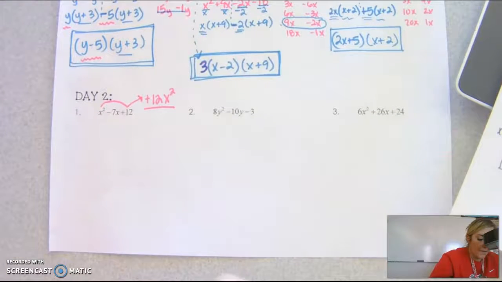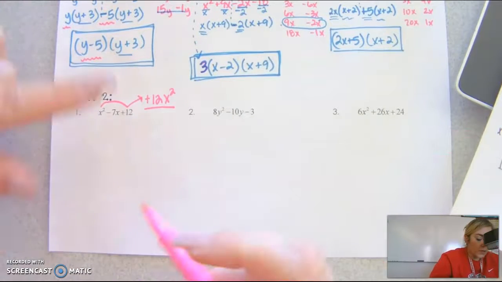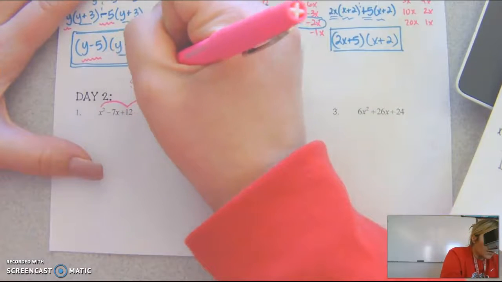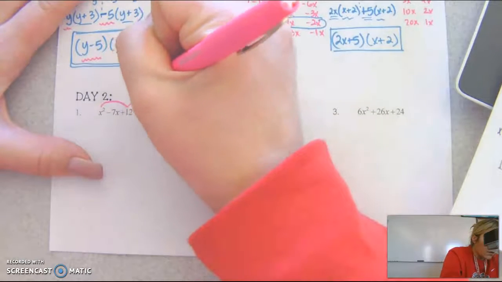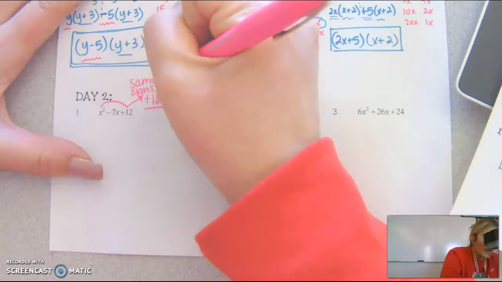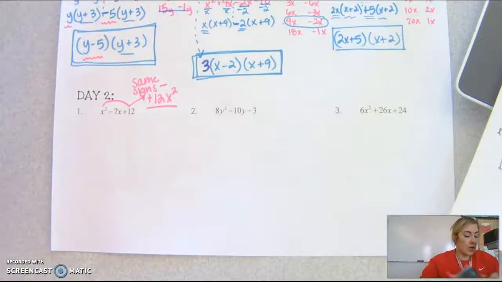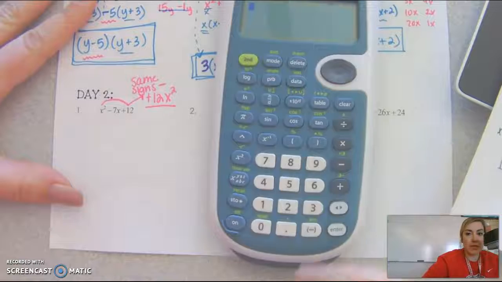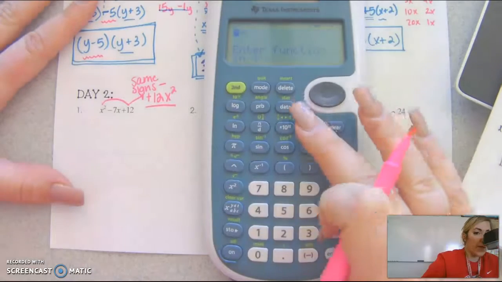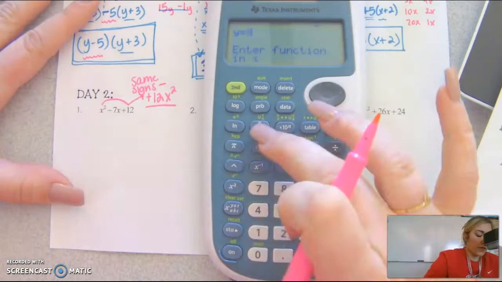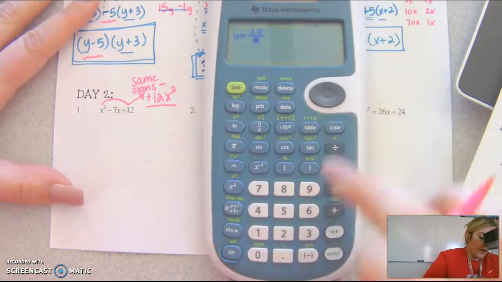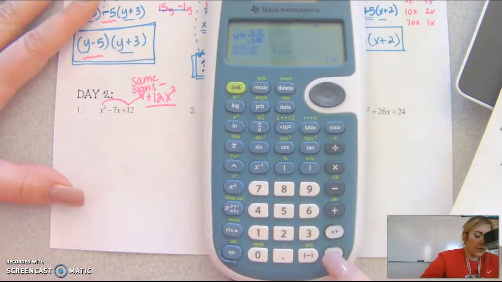And now we need to find the factors of 12. So since this is a plus, that means that we're going to have the same signs, and they both need to be negative. So if you didn't know, let's say I did not know what the factors of 12 were, I'm going to take out my calculator and press table. Then I'm going to press the fraction button, put 12 on top and x on the bottom, and that's going to give me the factors of 12.